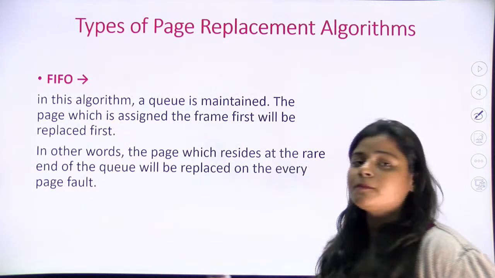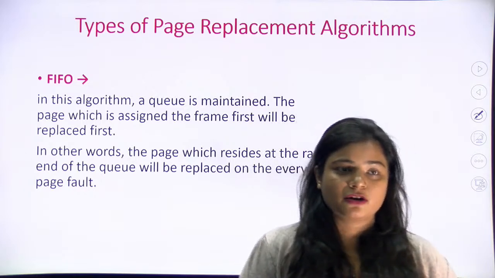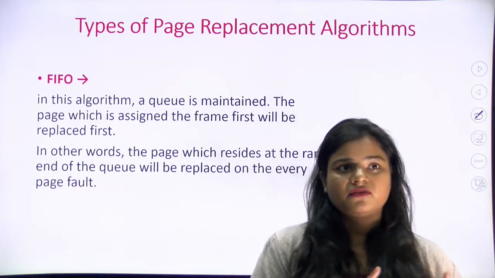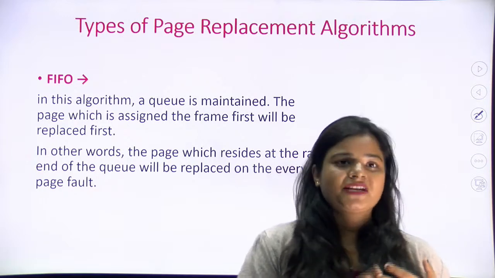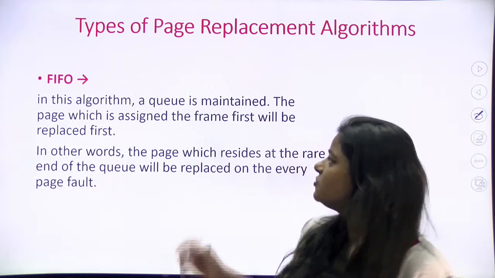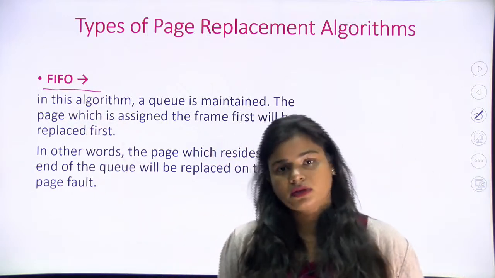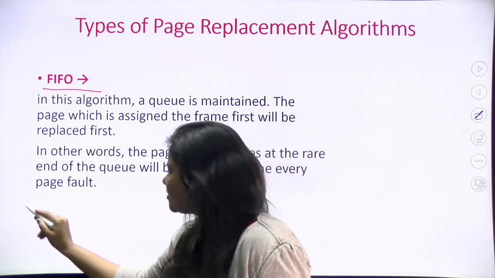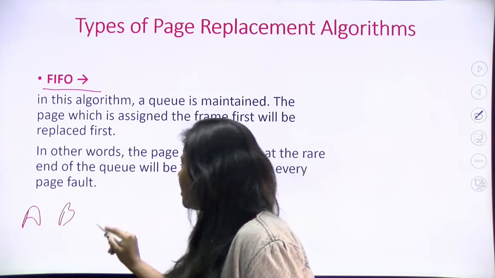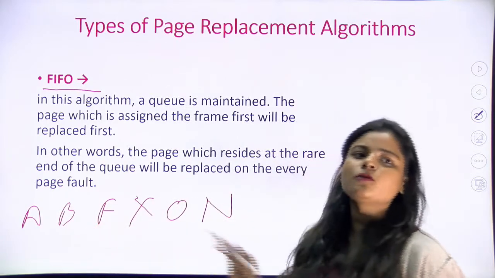Types of page replacement algorithm. We have 3 types of page replacement algorithms. First one is FIFO, another one is the optimal page replacement algorithm, and the third one is LRU. I am starting with FIFO. What is FIFO? The full form of FIFO is first in, first out. Means I have some pages like A, B, F, X, O, N. This is the sequence of pages.